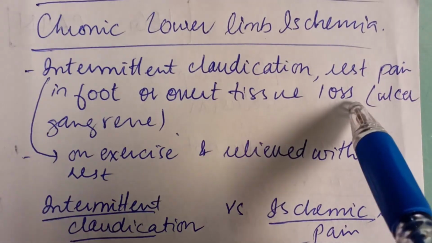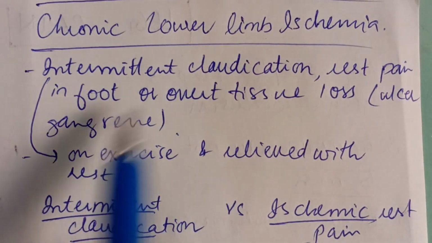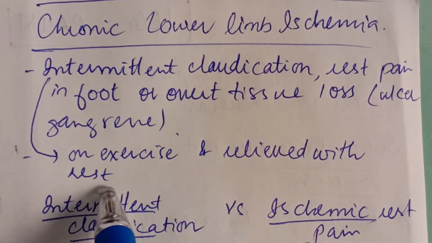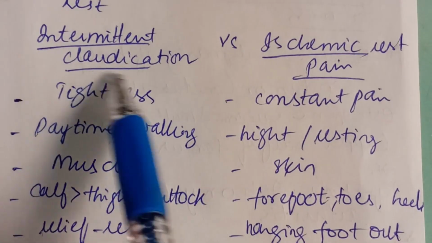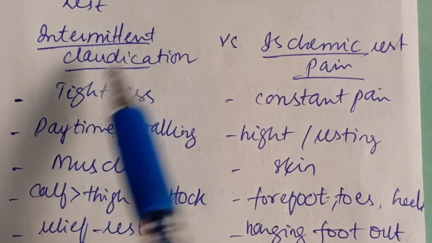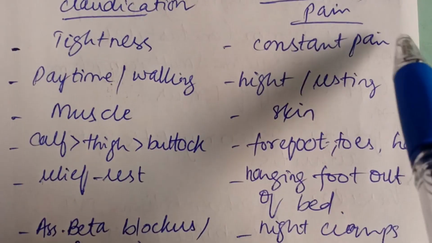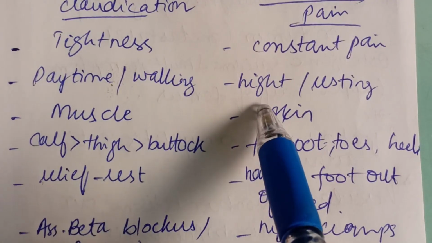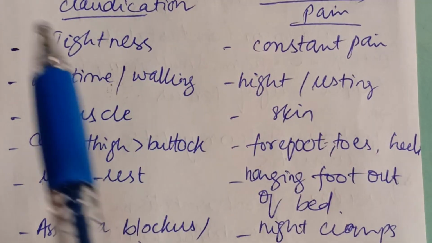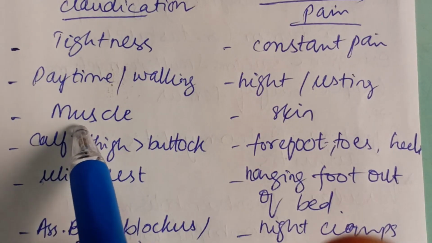Overt tissue loss can present in the form of ulcers or gangrene, and intermittent claudication would be experienced by the patient when exercising, and it would be relieved by rest. So there are two things: intermittent claudication versus ischemic rest pain. The pain of intermittent claudication is like tightness, while ischemic rest pain is constant pain. Ischemic rest pain is at night and while resting, while intermittent claudication is felt during the daytime and during walking.